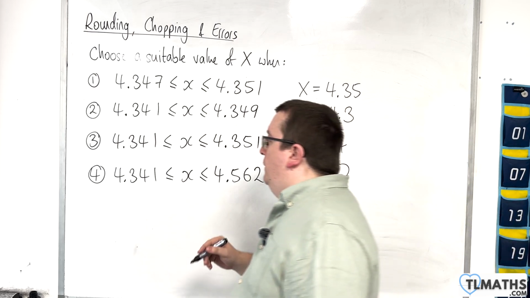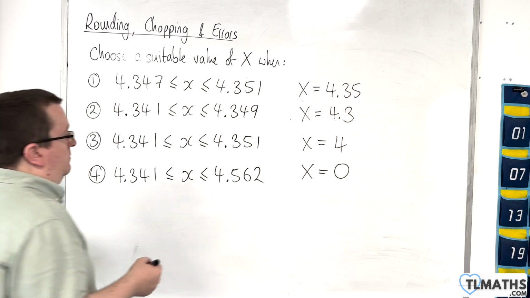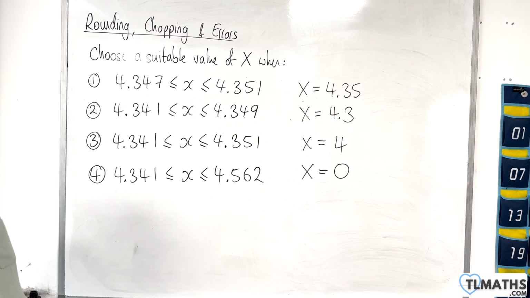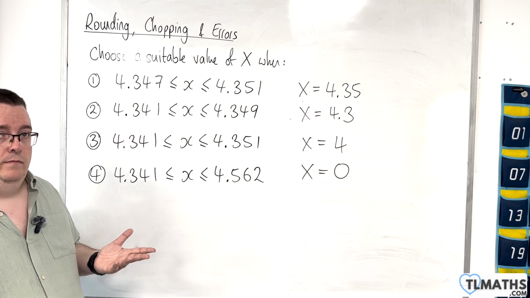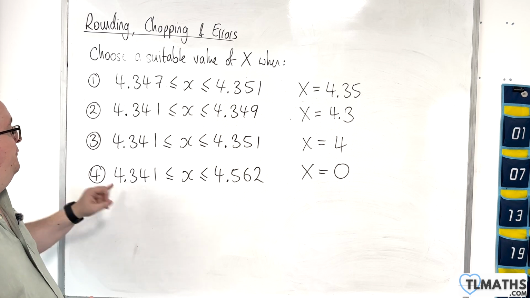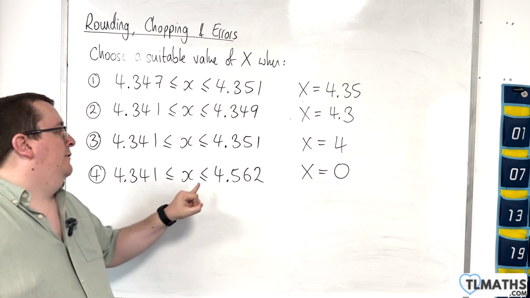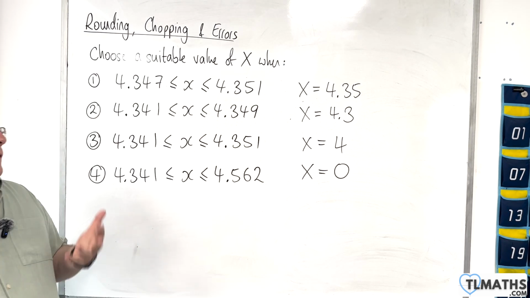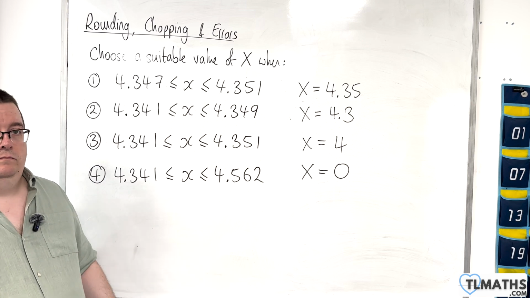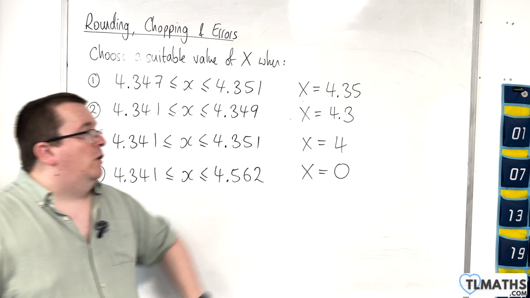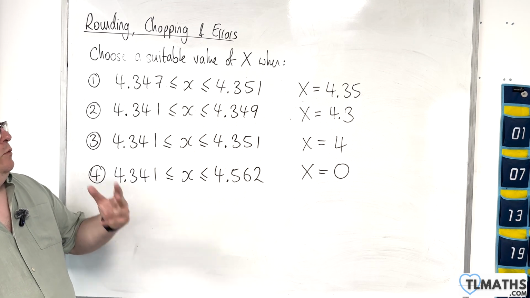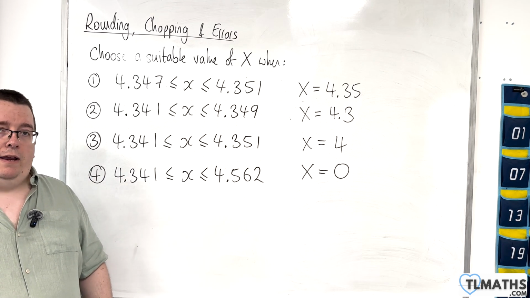Both of these would be rounded down to 0. So essentially, we're saying that it's 0 rounded to the nearest 10. If this had been 5.341 and 5.562, then we would have rounded up to 10. But they both round to 0 to the nearest 10, and so that would be the most suitable value for x in that case.